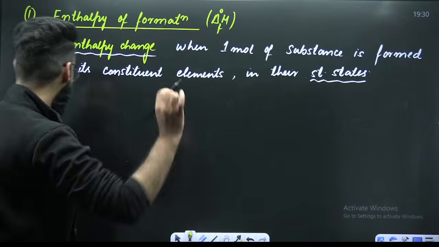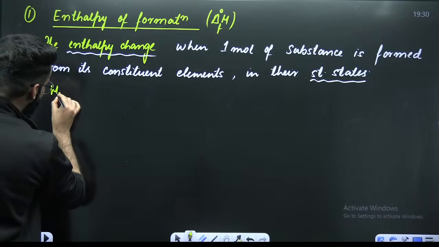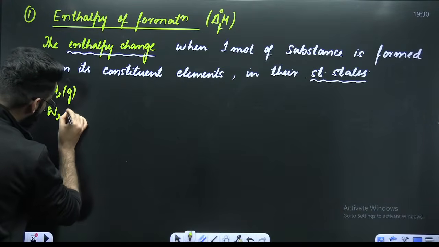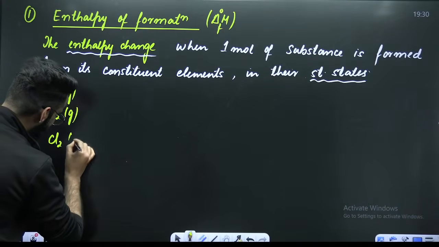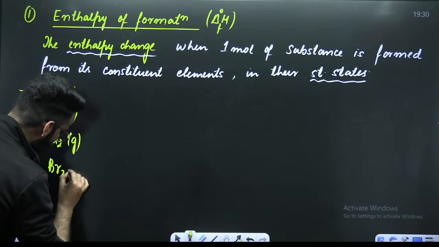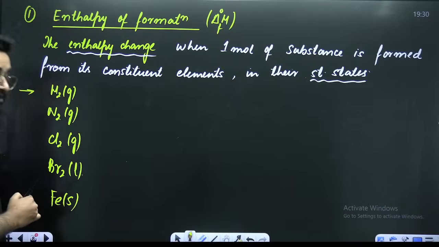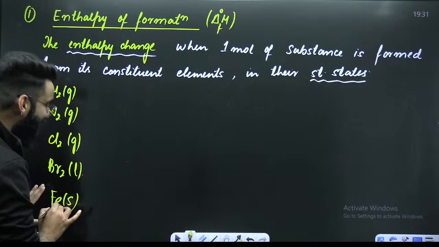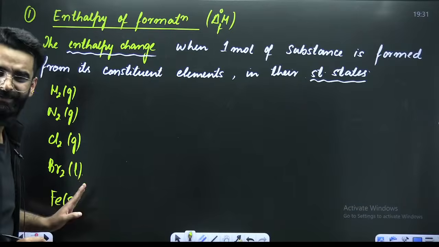Now try to understand. For example, hydrogen in nature exists as H2 gas. Nitrogen in nature exists in the form of N2 gas. Chlorine in nature exists in the form of Cl2 gas. Bromine in nature exists in the form of Br2 liquid. Iron in nature exists in the form of Fe solid, right? So these are what I call the standard states of hydrogen, nitrogen, chlorine, bromine, iron, etc.